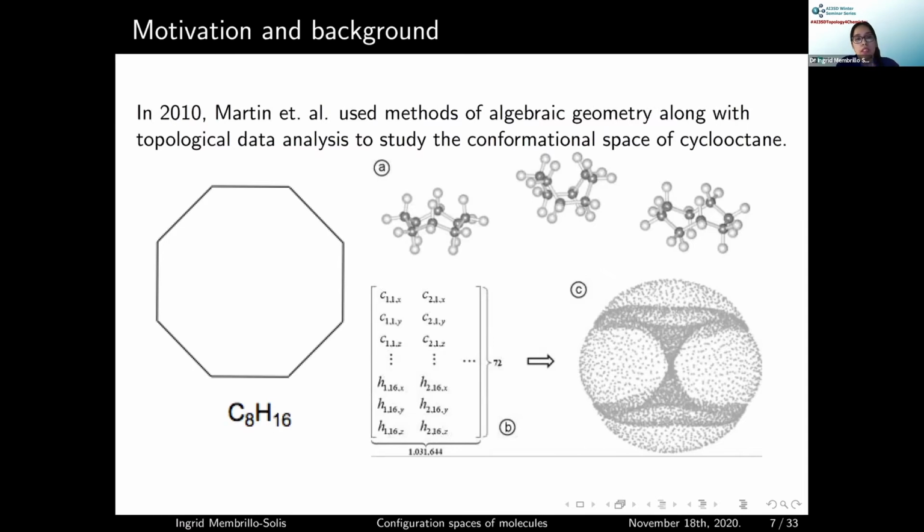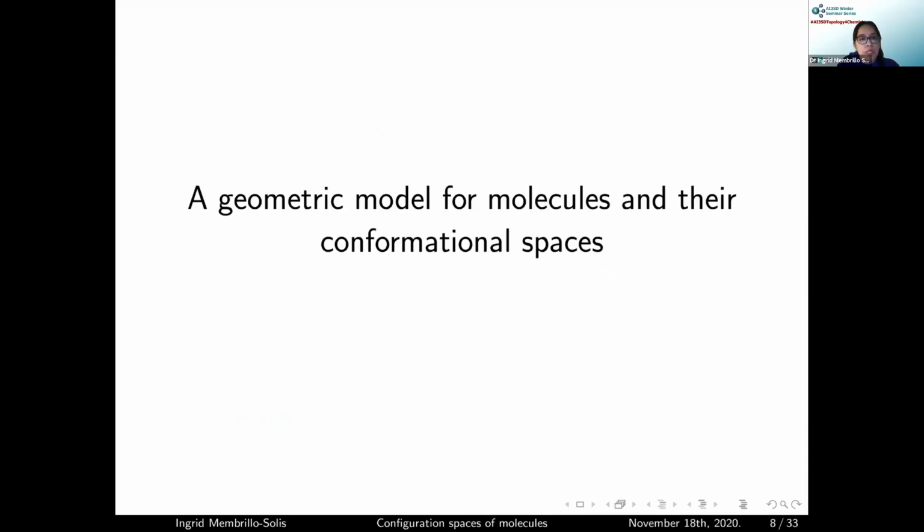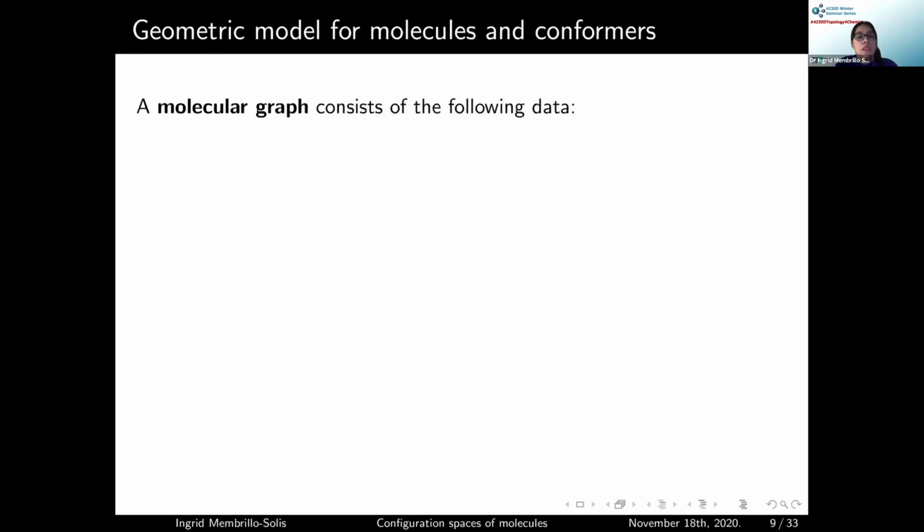All right, so having all this background in mind, let's start with the second part of the talk, which is trying to construct a geometric model for molecules and their conformational spaces. First, I'm going to give a model for molecules and for conformers, and building on this, I'm going to say something about the conformational spaces. We are going to model a molecule by a molecular graph.